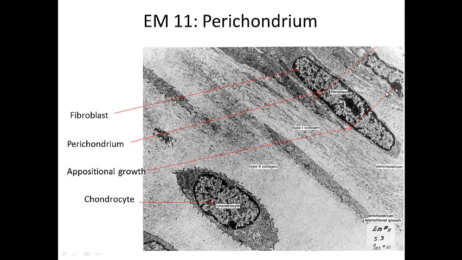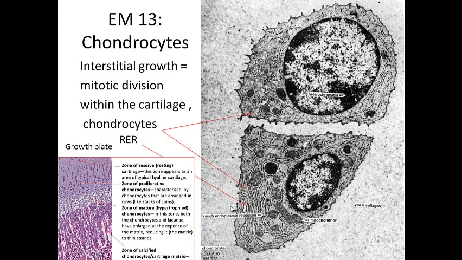So appositional growth is in this area, and the perichondrium is in this area. So these cells will be transforming. Maybe this is a chondroblast, which will give rise to a chondrocyte.